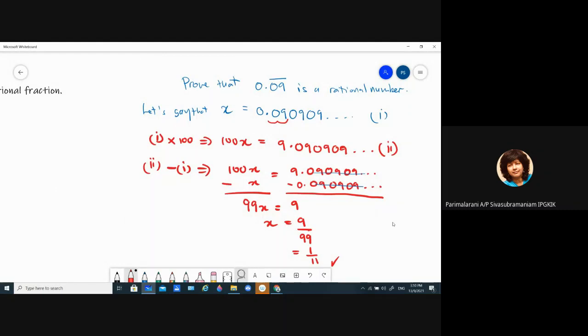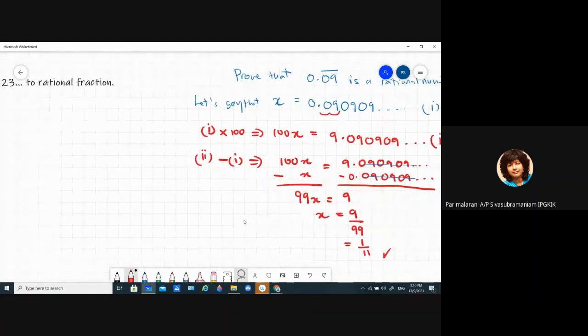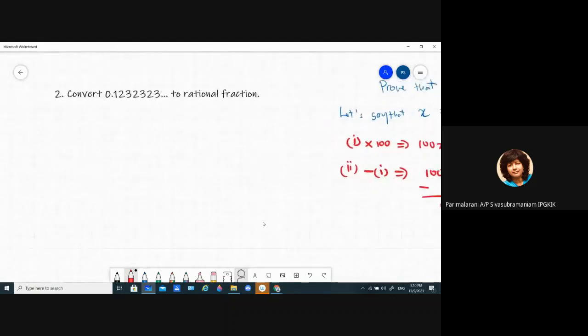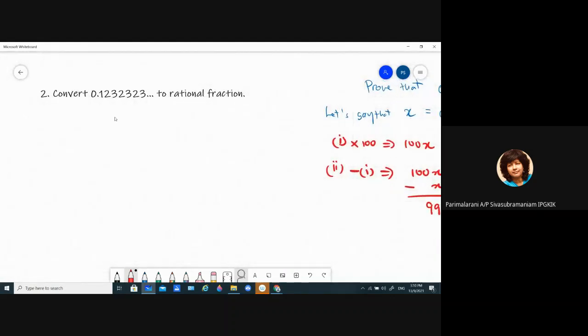You do it this way if all the numbers repeat. Okay, 090909, they're all repeating. But if there are one or two numbers that are not repeating, then you must be careful with what you multiply. For example, this question. Convert this number to a rational fraction. Let's say that y, you can use any alphabet, y is equal to 0.123323. Which number is repeating here? 2, 3. Yes.